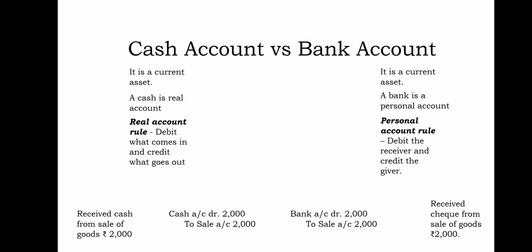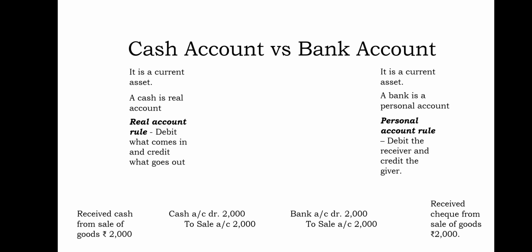But cash follows the rule of the real account and bank follows the rule of a personal account. In the category of personal accounts, bank follows an artificial personal account. So whenever you write bank, follow the rule: debit the receiver, credit the giver. Whenever you write cash, follow the rule: debit what comes in, credit what goes out.